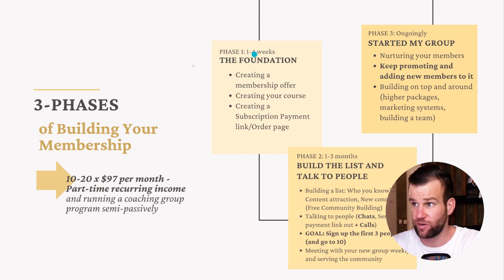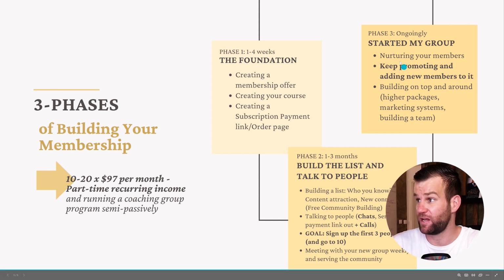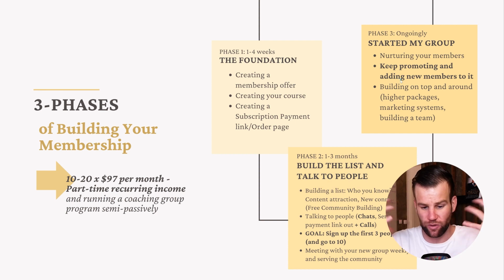If you're starting out right now, you're going to need to begin with phase one, the foundation, set everything up, prepare yourself so you can accept that first, second, and third member. And you can then grow it to 5, 10, 15 people. And at the end of the day, you start stabilizing it all and it becomes more predictable and recurring to you.